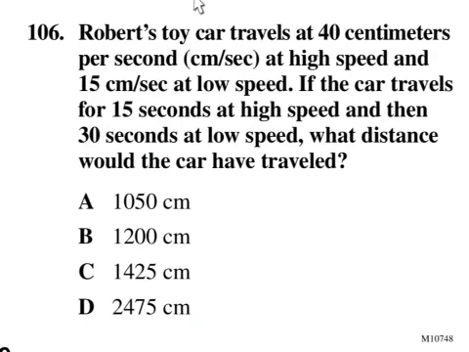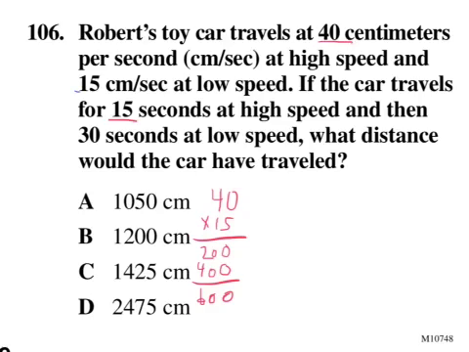Now, if a toy car travels 40 centimeters per second at high speed and 15 at low speed, and the car travels 15 seconds at high speed and 30 seconds at low speed, what's the distance? So here's how it goes. First, at high speed you went for 15 seconds, so that is simply 40 times 15. Because you went 40 centimeters per second for 15 seconds, you just multiply them. That'd be 0, then 20, put a 0, and 40, so that's 600. So you went 600 to start with.